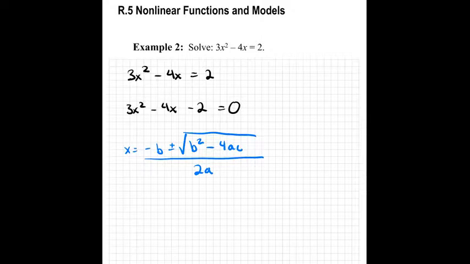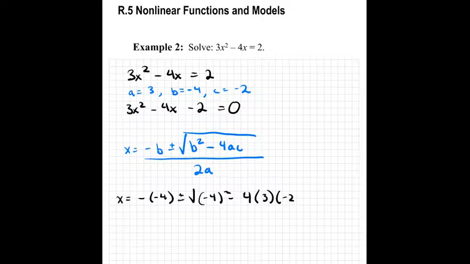Anyway, let's identify our a, b, and c. In this case, after we put it in standard form, our a is 3, our b is negative 4, and our c is negative 2, right? Then let's just plug those into the formula. x is going to be negative b, so negative 4, plus or minus the square root of negative 4 squared, minus 4 times a, which is 3, and c, which is negative 2, all over 2 times a, which is 3.